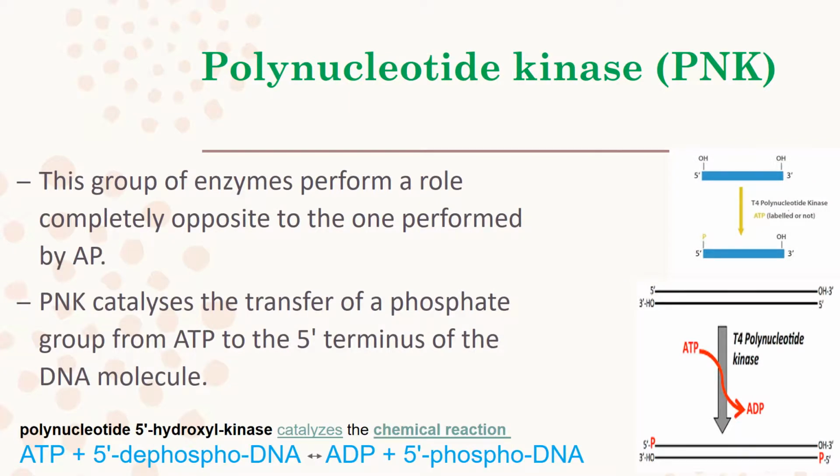This group of enzymes performs a role completely opposite to the one performed by the alkaline phosphatase. This enzyme belongs to the family of transferases, especially those transferring phosphorus-containing groups, that is phosphotransferases, with an alcohol group as an acceptor. Polynucleotide kinase is a T4 bacteriophage enzyme that catalyzes the transfer of the gamma phosphate from ATP to a free hydroxyl end of the 5' DNA or RNA. The resulting product could be used to end label DNA or RNA or in a ligation reaction.